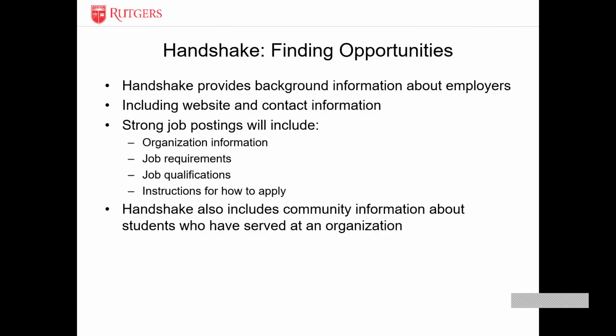When you see a job posting on Handshake, what you're looking for are a few key pieces of information. Strong postings will include organizational information, job requirements concerning the position, and then the qualifications that are required for the job, such as what education level you must be, how many hours a week you'll need to work, and the expectations for someone working at the level that you've chosen. It will also include instructions for how to apply and who to contact.